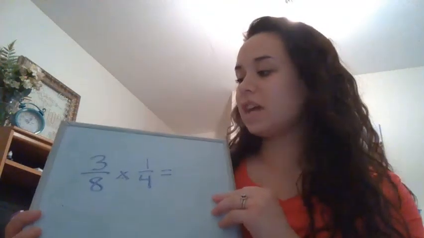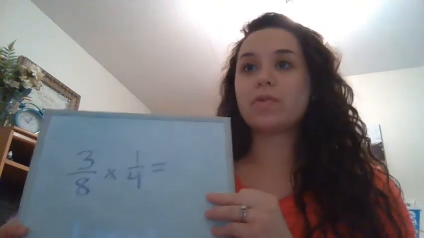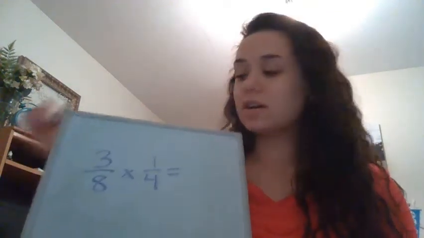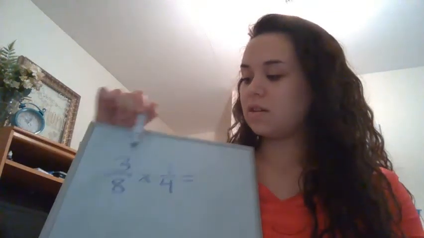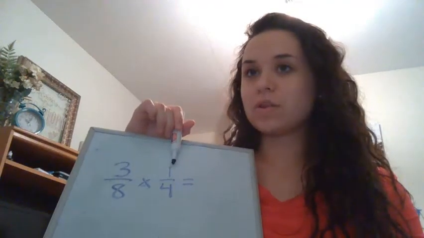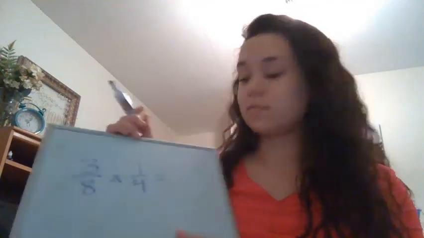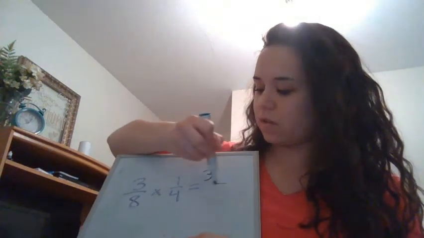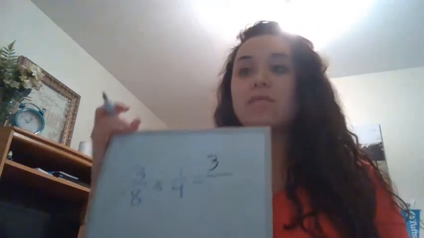Okay, let's do another problem. So this time I have 3/8 multiplied by 1/4. Remember, we're going to start with the numerator, and I can just multiply across. So I'm going to do 3 times 1, because those are both on top. 3 times 1 is 3. Write my 3 as my new numerator. I'm going to get out my green marker, though. There we go. So I'll write 3 and put my fraction bar. Okay, now it's time for the denominator.